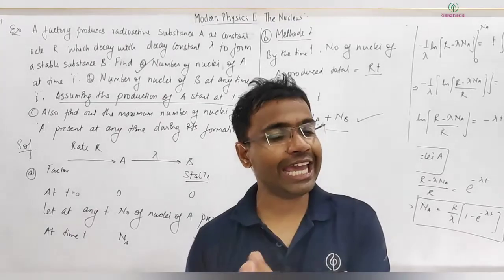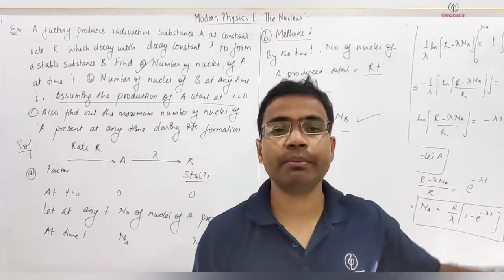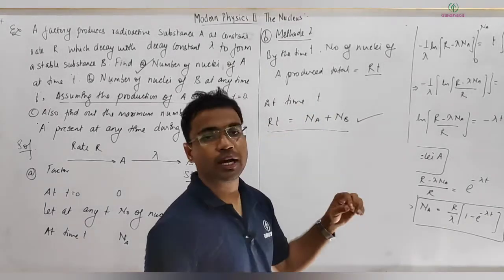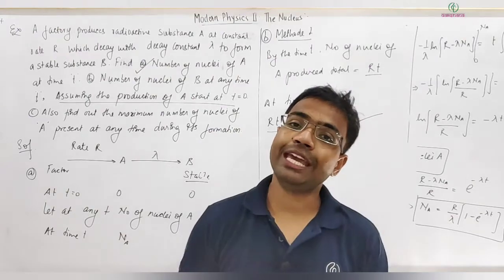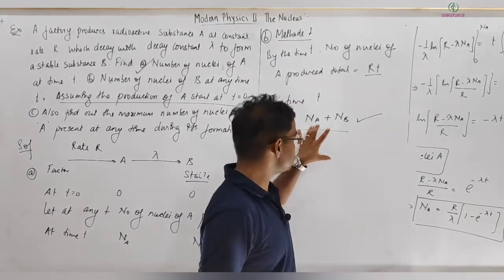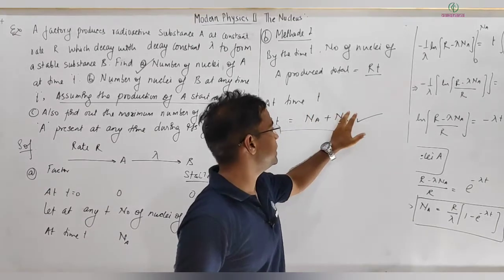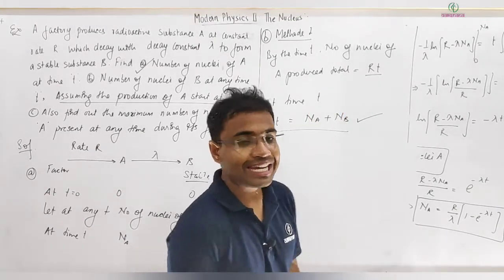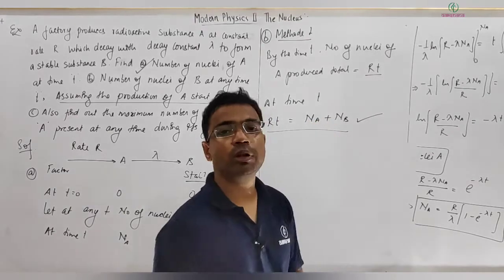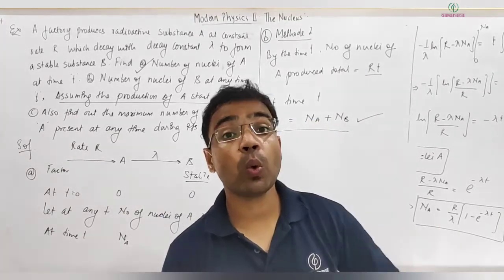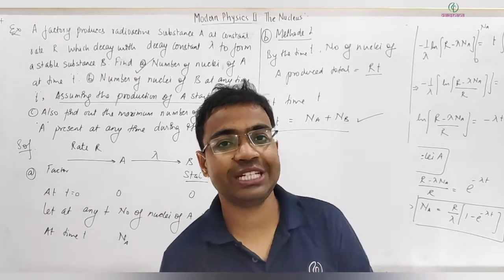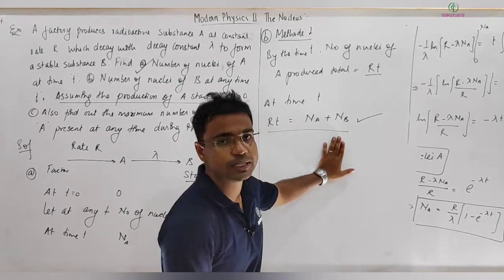But because A has decayed to some stable nuclei B, the number of nuclei of A might have reduced by some amount, and those reduced nuclei will be converted into B. So I can write that at any moment of time, number of nuclei of A plus number of nuclei of B must be equal to the total number of nuclei of A produced from 0 to t time. So I can get this expression.